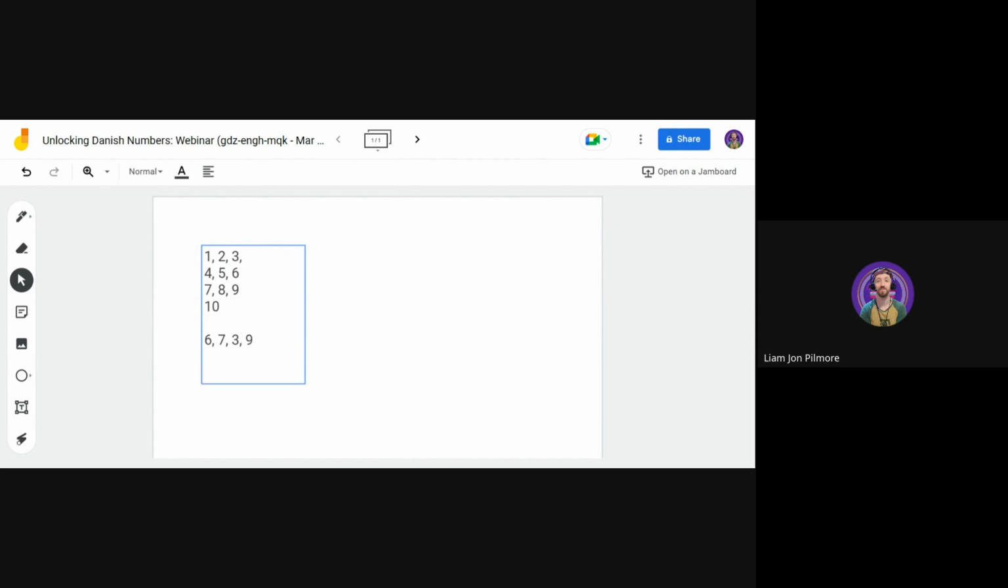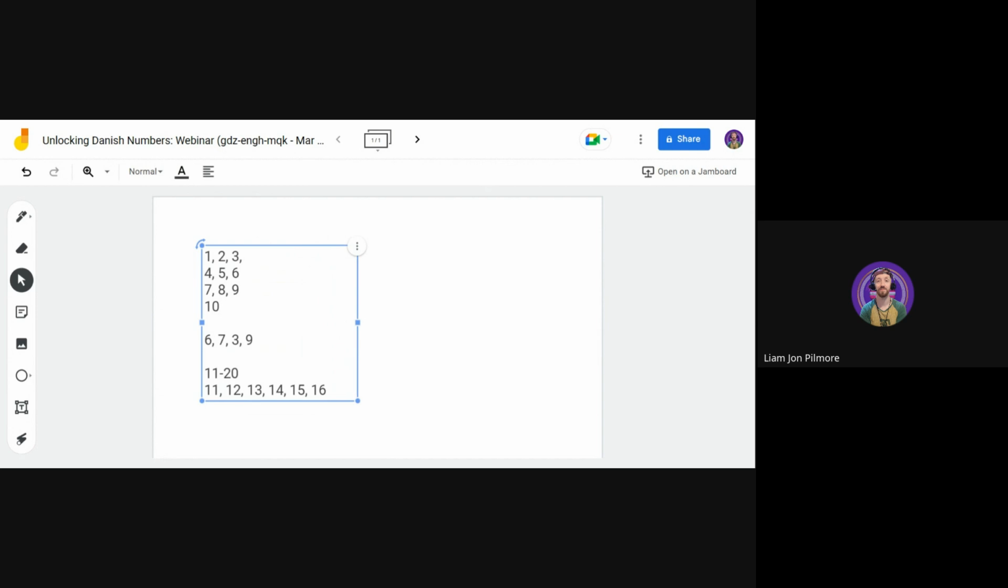So then you just progress using the same technique. Now we go from 11 through to 20. 11, 12, 13. 14, 15, 16.